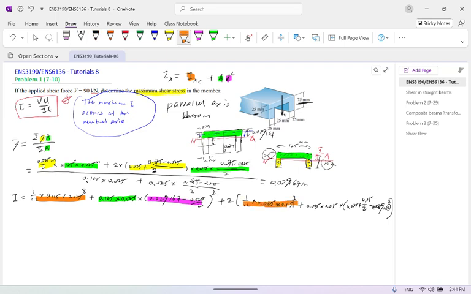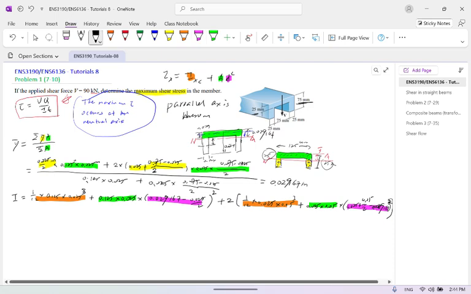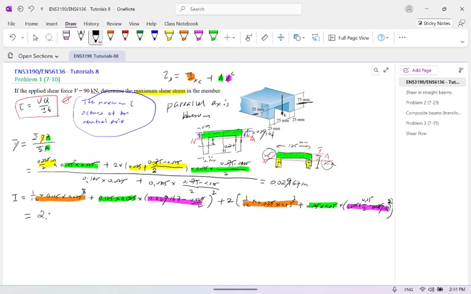So from here, this is the I. This is the A. This is d squared. Okay, so of course the square will be here. So from here we can get it. So I get the number equal to 2.6367 times 10 to the negative 6 power meter to the fourth. So from here, we can work out these things.